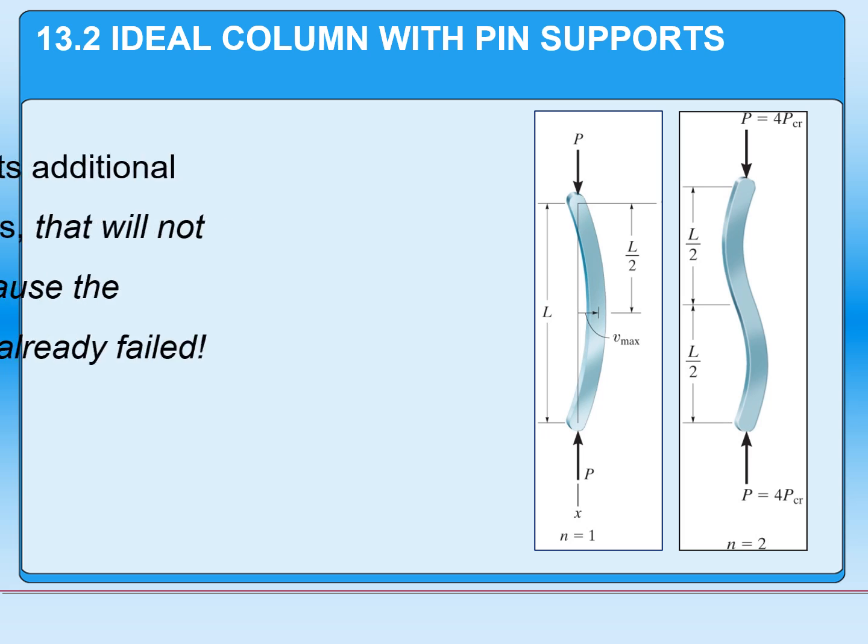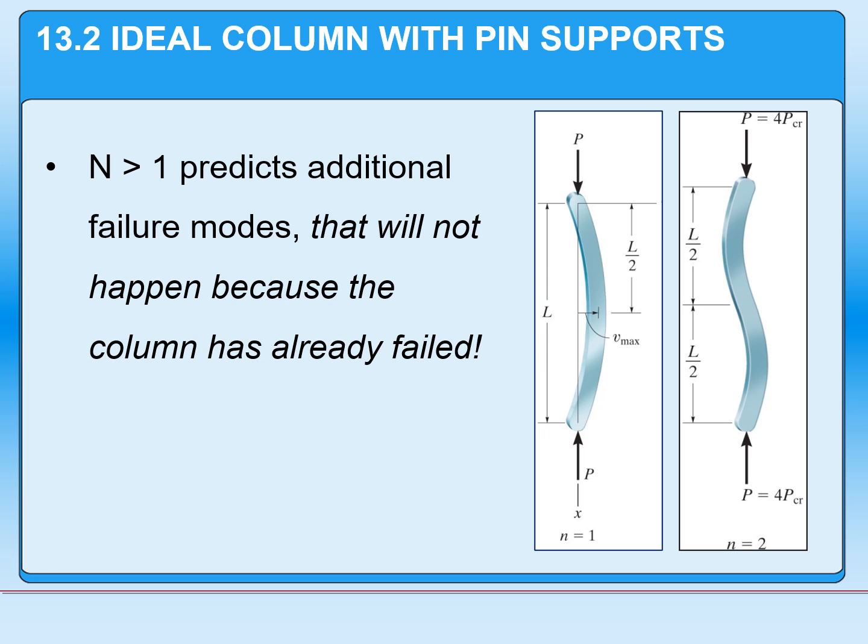So you may be asking yourself, what happens when n is greater than 1? Well, n greater than 1 predicts additional failure modes. For example, if we take a look over here, this is a potential failure mode where the column fails in an S shape. But for this type of failure to occur, the load would have to be 4 times the critical load. In fact, this will never happen, because at the critical load the column will have already failed, so it would never be able to support that load going forward.